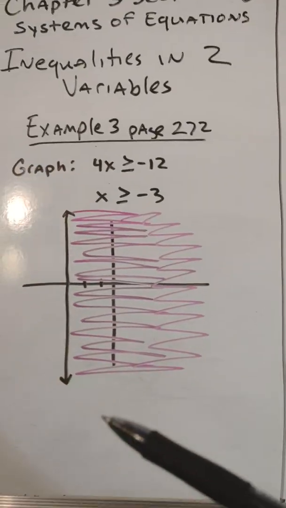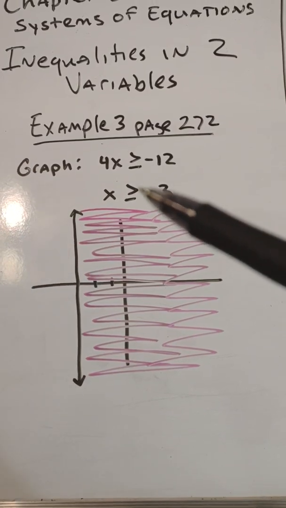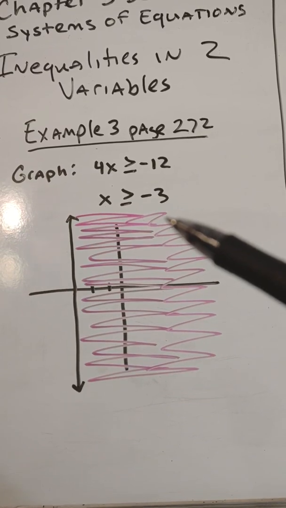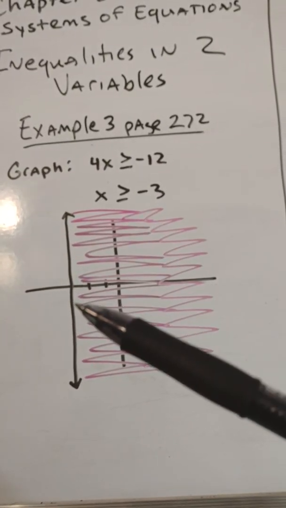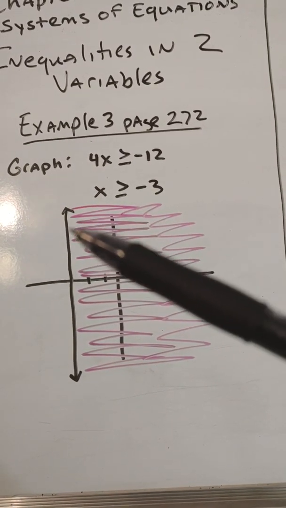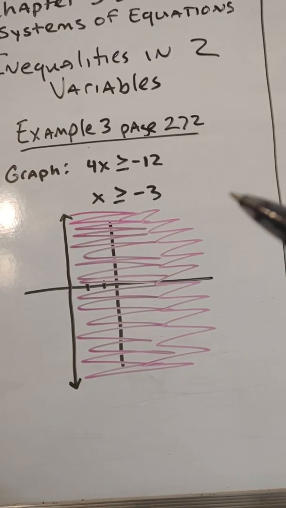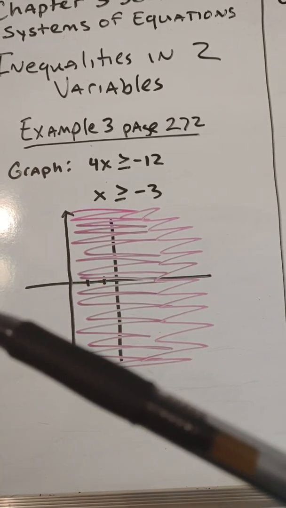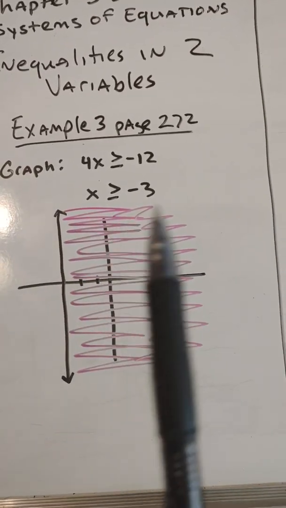Here's example 3. In example 3, we have 4x greater than or equal to negative 12. Divide both sides by 4, we get x is greater than or equal to negative 3. So this is a vertical line. We go to negative 3 and draw our vertical line. It's a solid line because it's greater than or equal to. Because we want all the x's greater than the line, we're looking at the x-axis. All the x's less than the line are to the left. All the x's greater than the line are to the right. That's the reason we shade the right here.